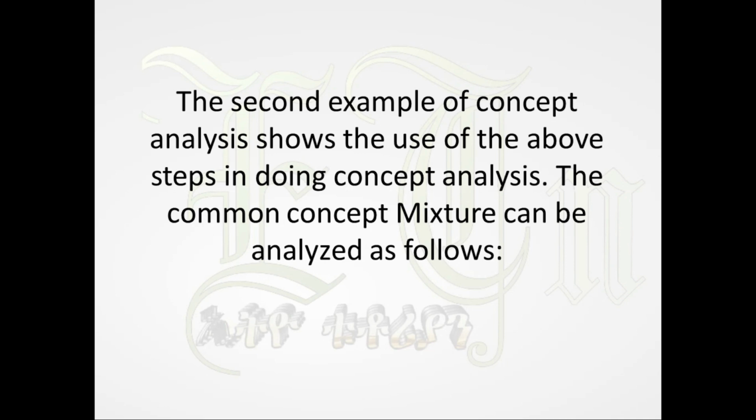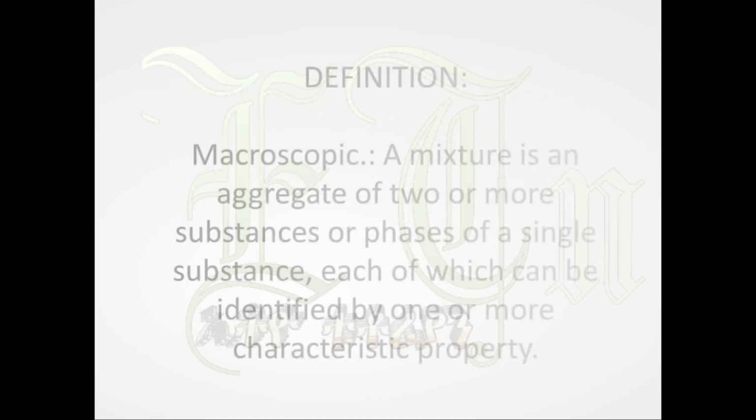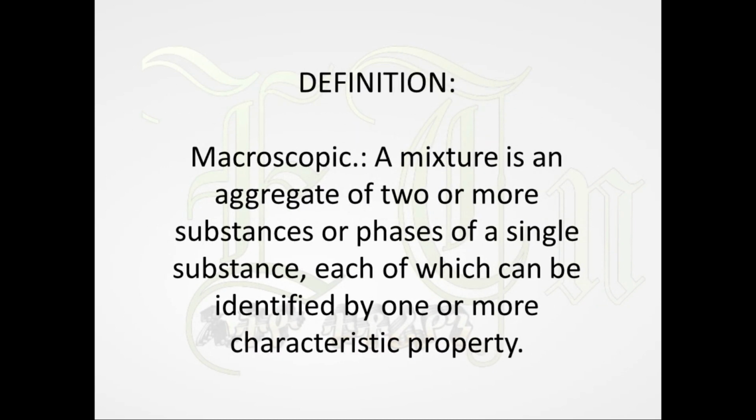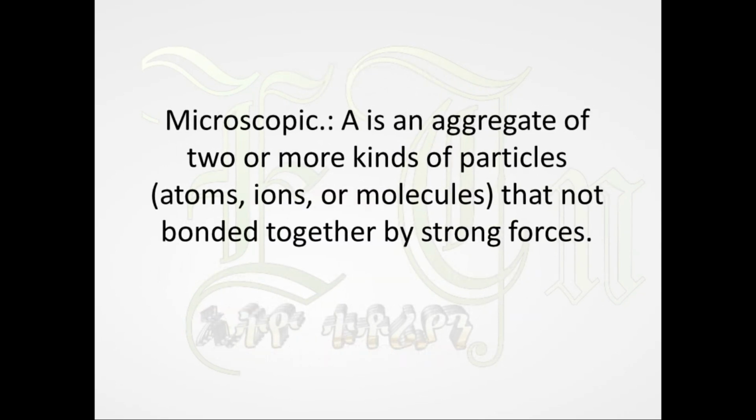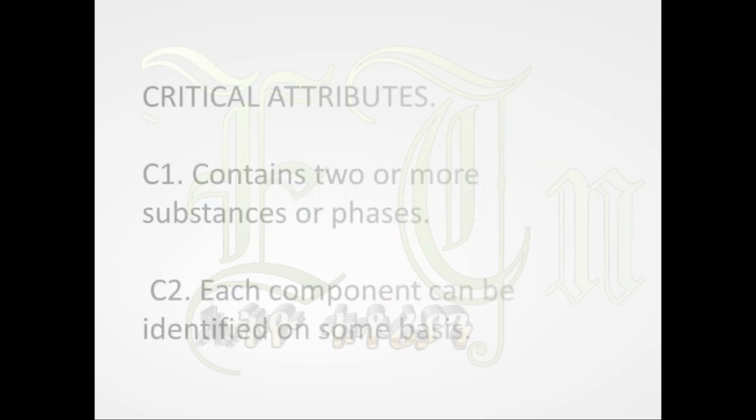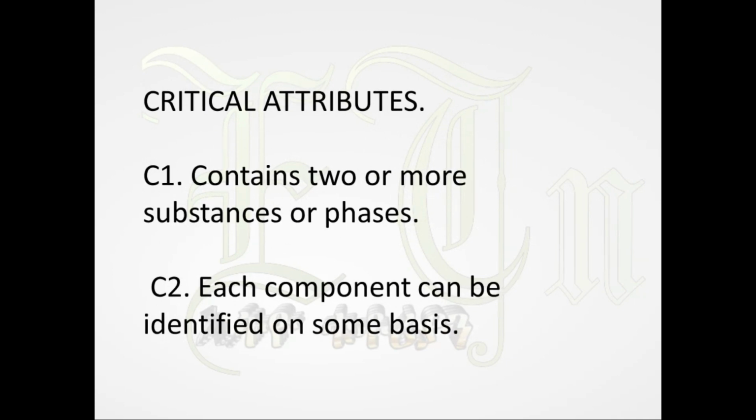The common concept mixture can be analyzed as follows. Definition: macroscopic. A mixture is an aggregate of two or more substances, or phases of a single substance, each of which can be identified by one or more characteristic properties. Microscopic. A mixture is an aggregate of two or more kinds of particles, atoms, ions, or molecules, that are not bonded together by strong forces. Critical attributes. C1. Contains two or more substances or phases.